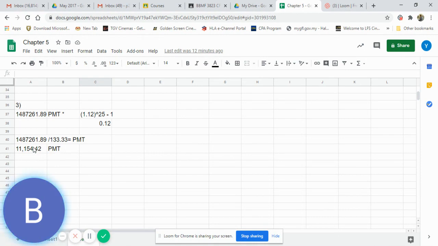All right, so 11,100. So after 40, if you want to achieve the same 1.487 million, you have to save 11,000, not just 1,095. All right, more than 10 times the amount you would have saved when you are 20. Okay.